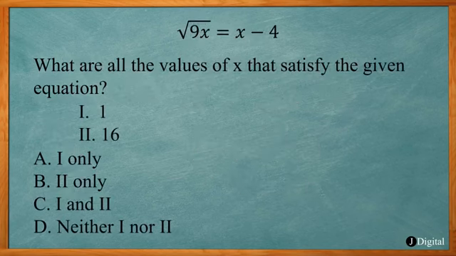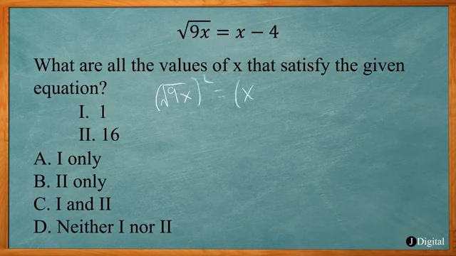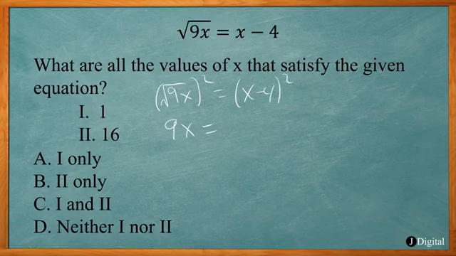In this SAT problem, it says the square root of 9x equals x minus 4. And what are all the values of x that satisfy the given equation? So this one, we need to get this equation into a single x value. So I'm going to square both sides. It's going to be 9x on the left. If I FOIL the right side, it's going to be x squared, x times x, and then negative 4x, another negative 4x for negative 8x, and negative 4 times negative 4 to give me positive 16.